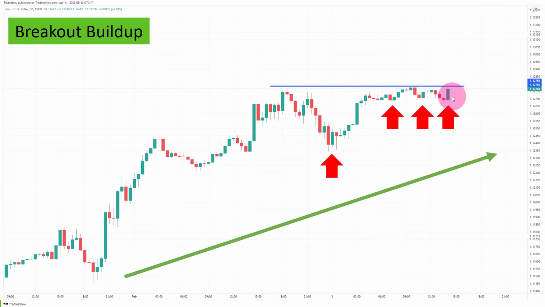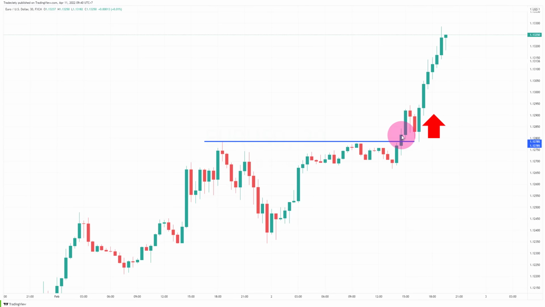However, we definitely always need to wait for the market to clear the high. So the final piece to this setup, the final piece to the puzzle here, is you wait for a confirmed close above this level. Here you can see that we have a close and then we have a retest. So breakout and retest often come very close together, and then the market takes off.